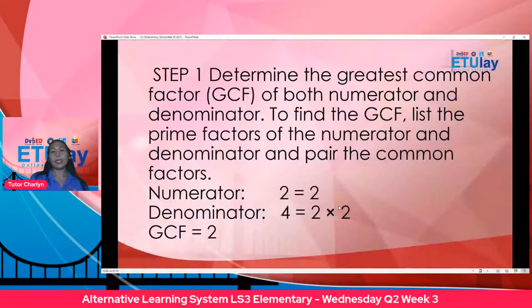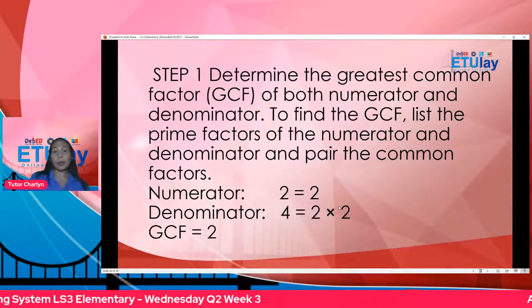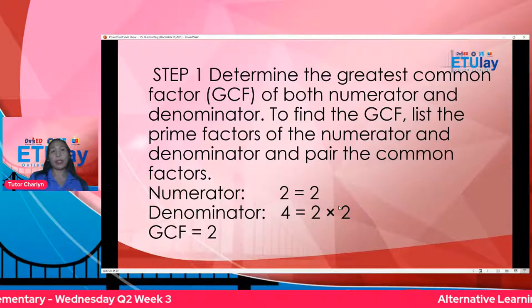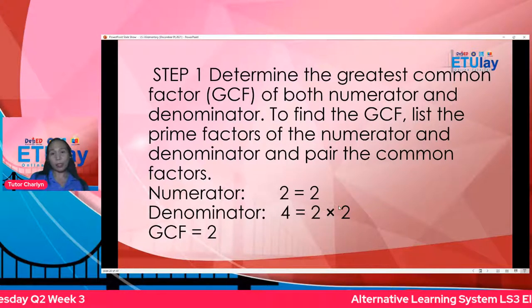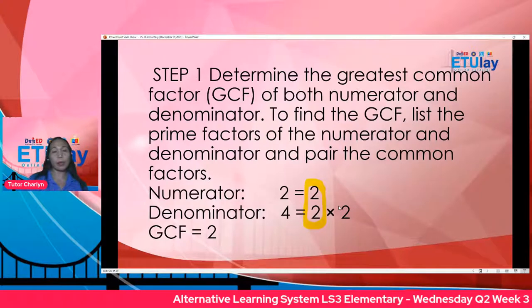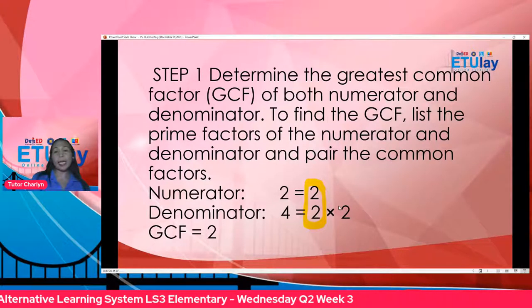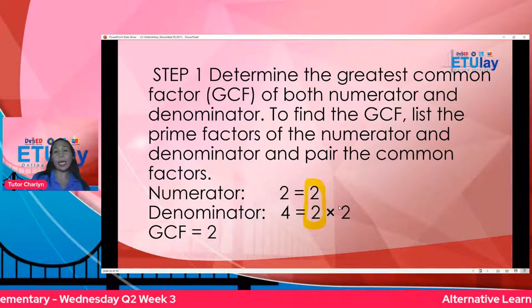Then, ano nga yung next? List down the prime factors, then pair the common factors. So, pair. Kung ano po yung meron sa taas, yun dapat hanap mo yung pair sa baba. So, ang common sa kanila. So, our greatest common factor is 2.